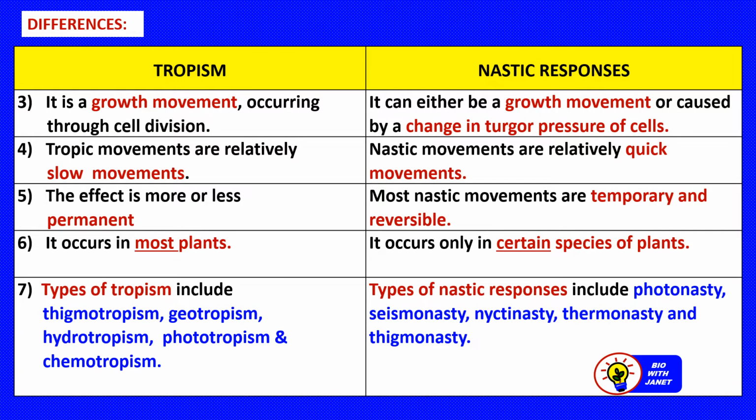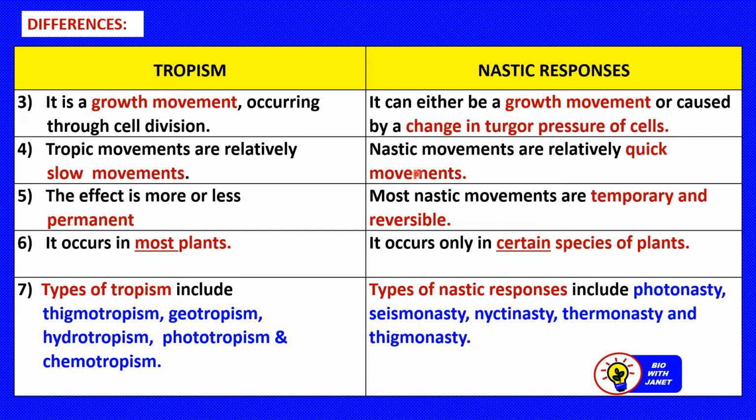Next, tropism is a growth movement occurring through cell division, so there is definitely growth involved in tropism. But for nastic responses, it may or may not be a growth movement. It can be caused by a change in turgor pressure of cells. For example, in the closing of the Venus flytrap and also the folding of the Mimosa pudica leaves. These are all due to changes in turgor pressure. Now, tropic movements are relatively slow because they involve growth. Growth occurs slowly. For example, plant shoots grow slowly towards light.